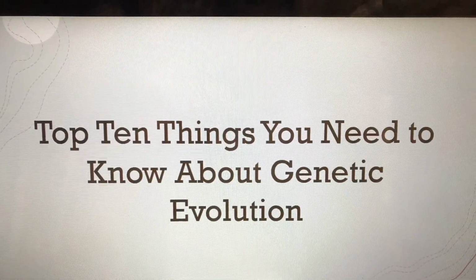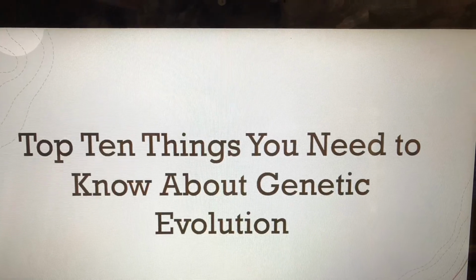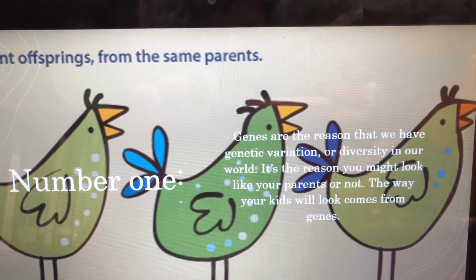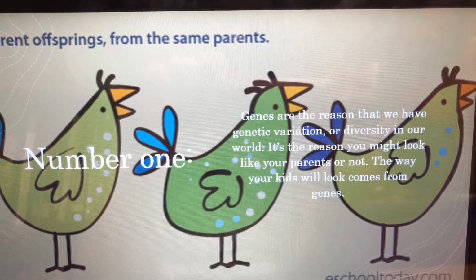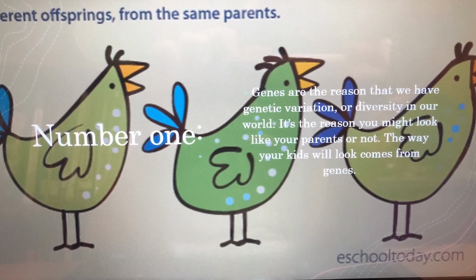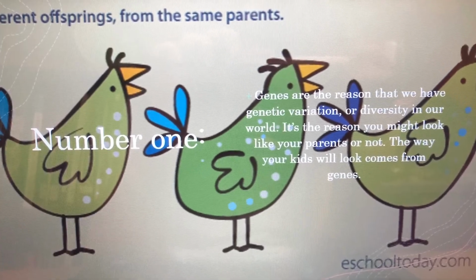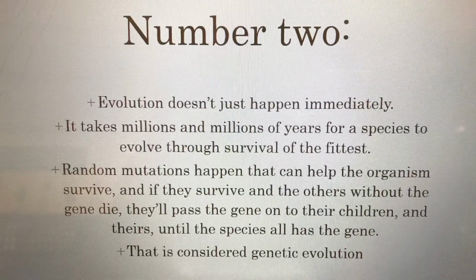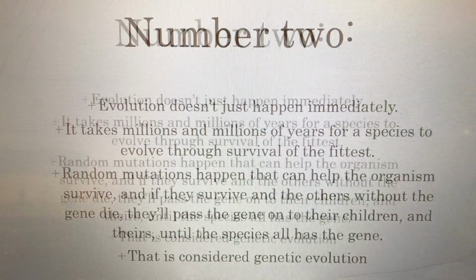Genetic evolution is complicated. These are the top 10 things you need to know. Number 1. The reason that we all look different is because of genes. Not everyone in the world looks the same, even if they have the same parents. Number 2. Genetic evolution doesn't just happen. It takes millions of years.